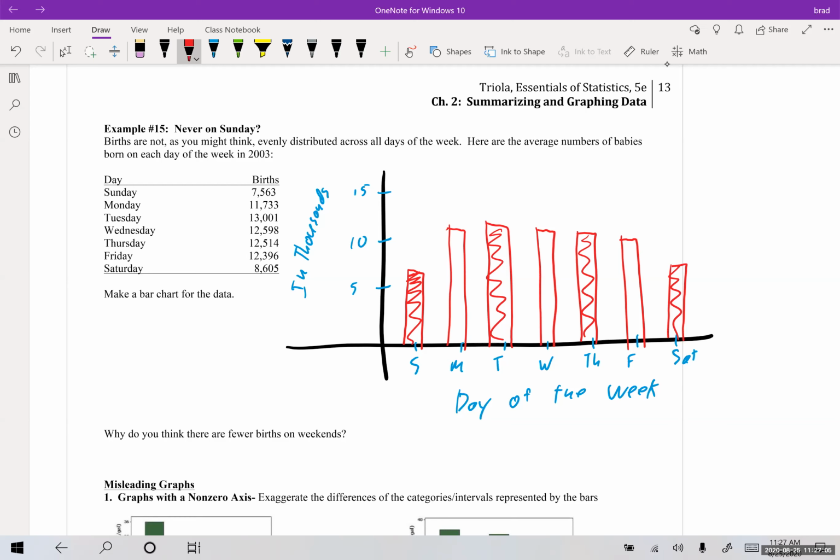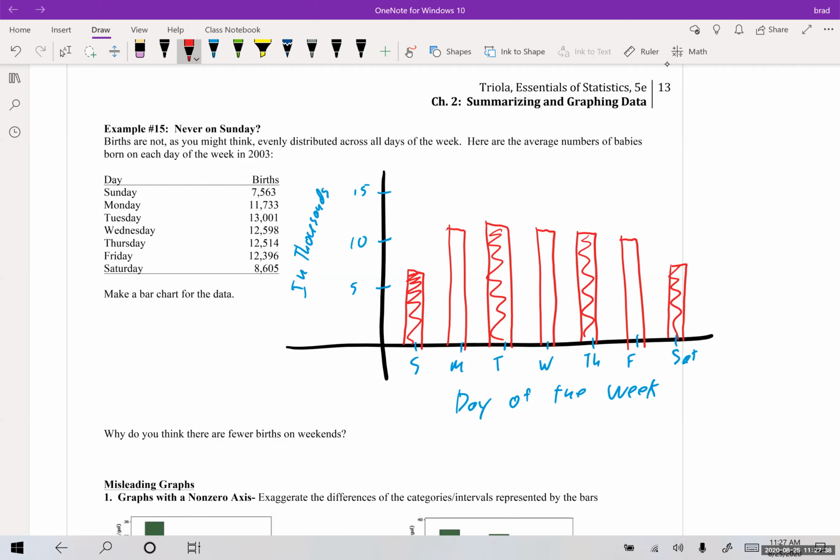So why do you think there are fewer births on weekends? Geez, I don't know. It looks like Monday, Tuesday, Wednesday, Thursday, Friday, most of the births happen, and then Saturday and Sunday have the lowest numbers. And this is a large sample, right? So why do we think that is? Well, who's doing the births? Doctors. So what if doctors want to have weekends off?